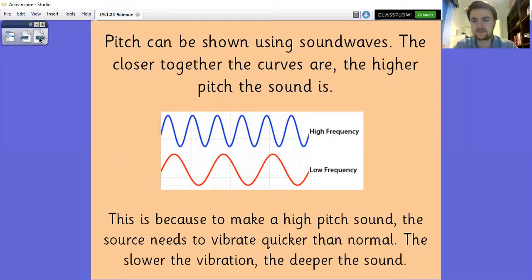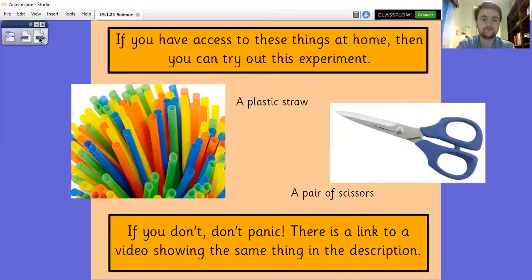Here's some examples of some sound waves showing a high pitch and a low pitch. To make a high pitch sound, it needs to vibrate quicker than normal. That's why when the strings were tighter yesterday, they were vibrating more quickly, which created a higher pitch.